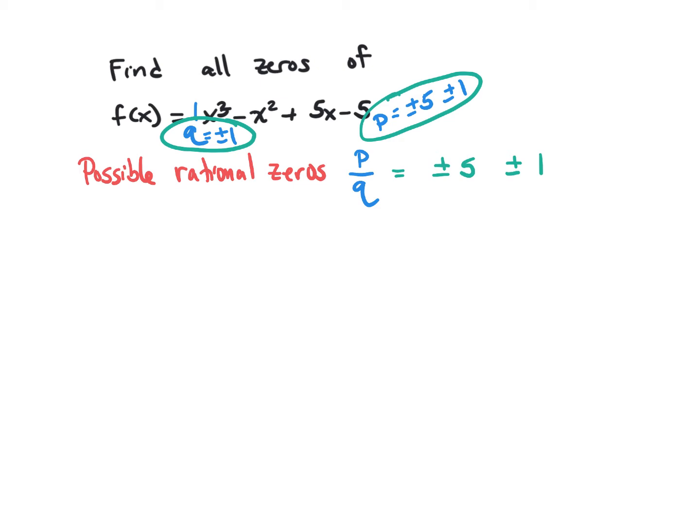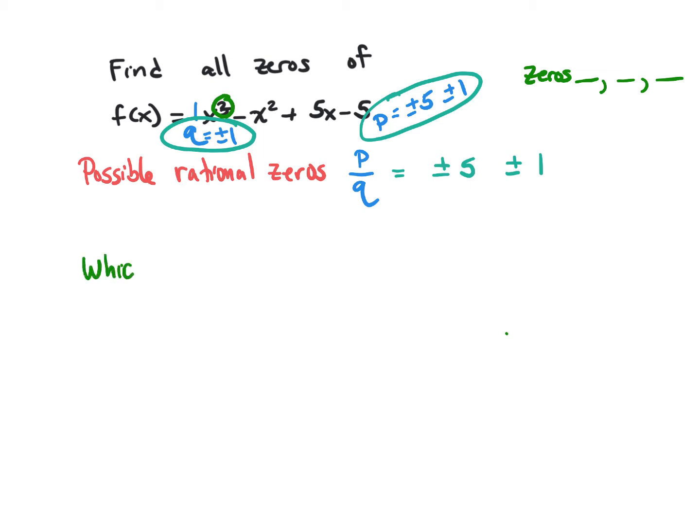There could be lots and lots more of these. In this case, there's only 4. Now these all won't be zeros. And again, remember, a zero is when I plug it in and get 0. Because whatever your highest exponent is, that's how many zeros we're going to have. So in this problem, we're only going to have 3 zeros. And there are 4 numbers here. There's 5, negative 5, 1, and negative 1.